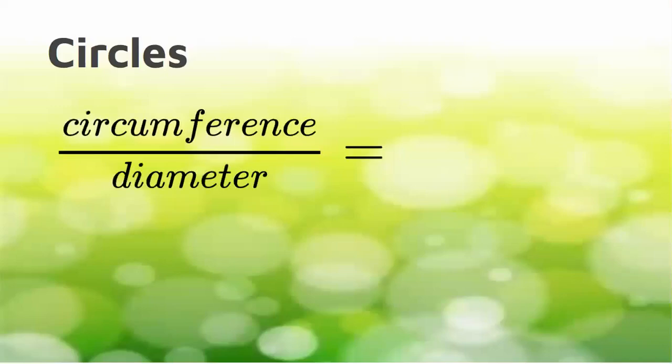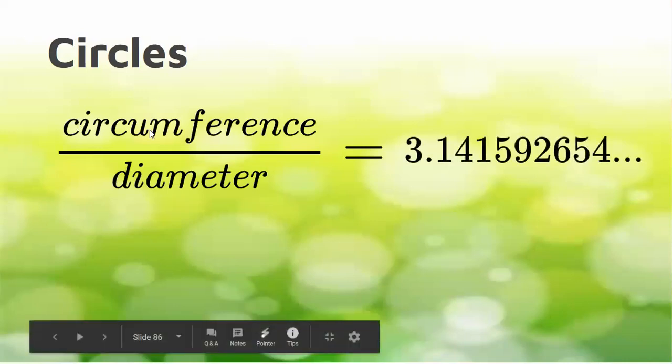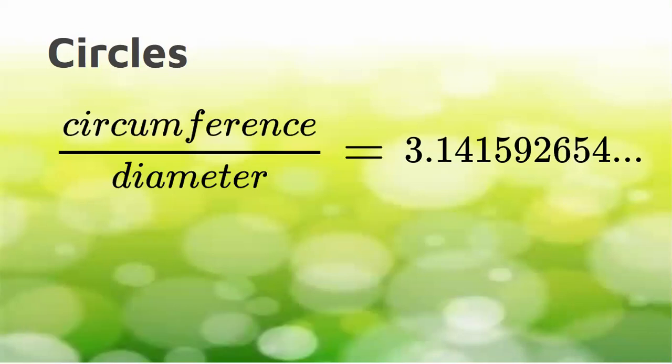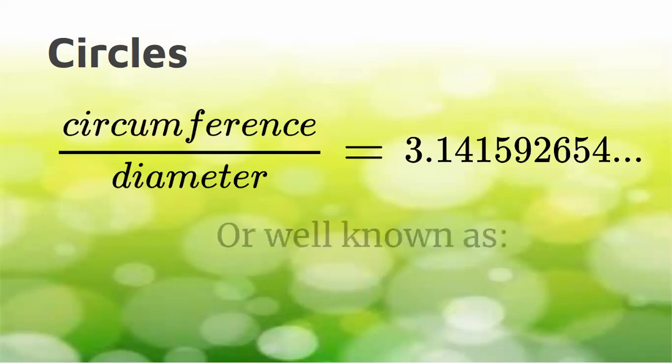Circles. This is gonna get really crazy, but stay with me. If we divide the circumference of the circle by the diameter, then we get this number, 3.141592654, and on and on. Many mathematicians discovered this. They found out that if you divide the circumference by the diameter, you always get this number. Always. And this number is well known as pi, this symbol.